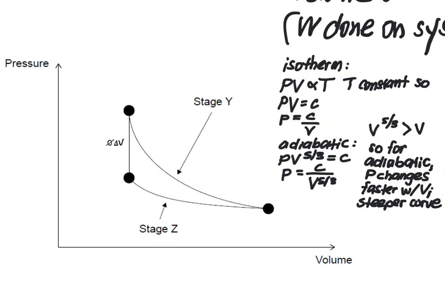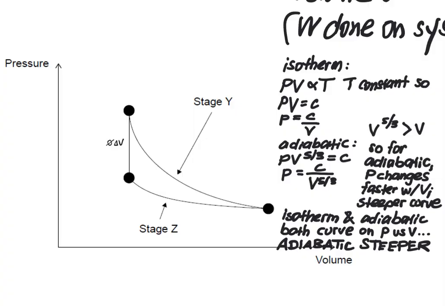But then for adiabatic, we know that pressure times volume to the 5/3 equals a constant. That means that pressure is a constant over V to the 5/3. That's not a straight inverse proportion. That means there's going to be a bigger pressure change with volume than a regular inverse proportion. So, what does that mean? Since V to the 5/3 is greater than V, for an adiabatic process, the pressure changes faster with the volume.